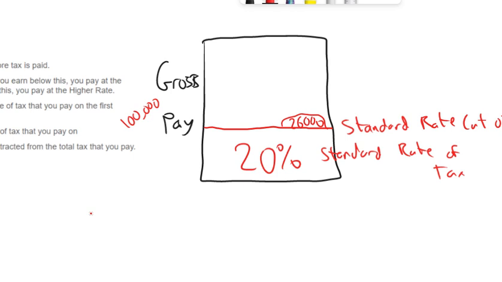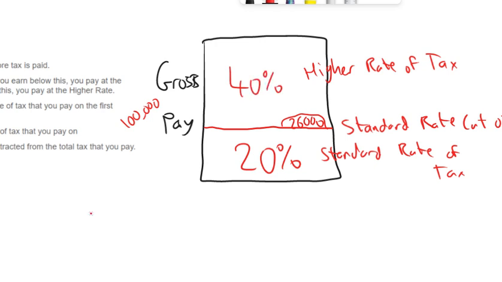And then everything above that line there, you're going to pay at the higher rate of tax. So if the standard rate cutoff point was 26,000, and it might not be, but if it was, then you'd have to pay the rest of your 100,000, because it's 100,000 that you earn altogether. You'd have to pay the rest of that, so that would be 74,000. And that's generally paid at kind of 40%.